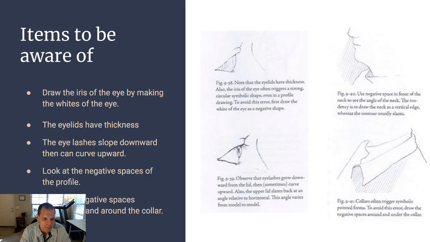Finally, look also at the negative spaces in other parts, specifically the collar. When people draw a collar on a shirt, for some reason it's kind of a trap in terms of finding a symbol for what a collar looks like. So draw the negative space of that collar, around the collar and underneath it, just like it's shown in this example illustration that's provided for us.